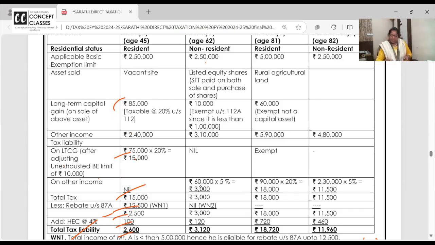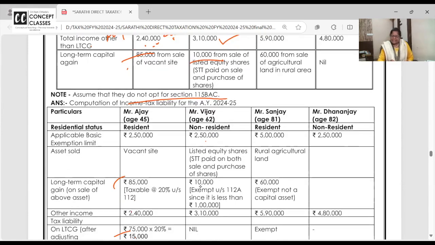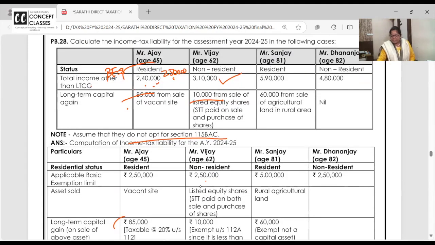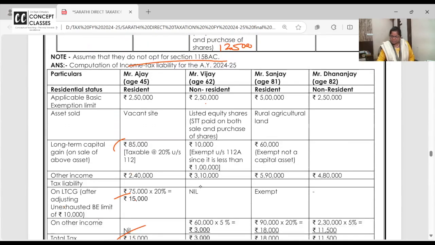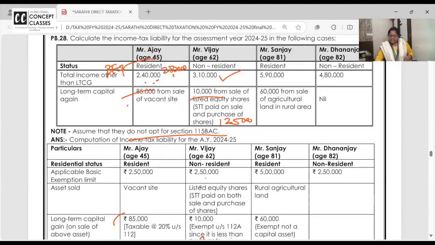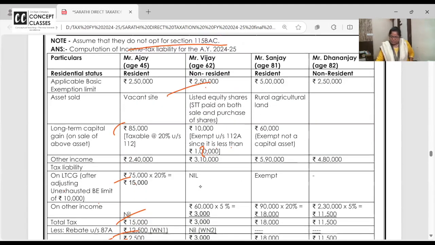10,000. So up to 1 lakh is exempt. And other income in the question is 310. Long-term capital gain on shares is exempt till 1 lakh 25,000. This 1 lakh was last year's limit, it has become 1,25,000. But other income is 310. So he will get a basic exemption of 250.